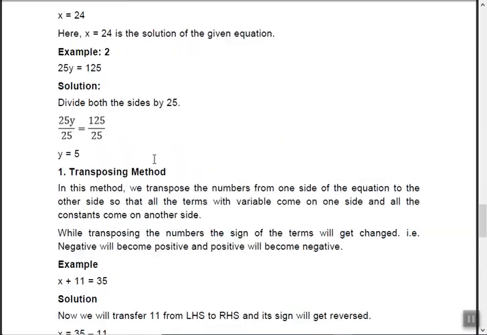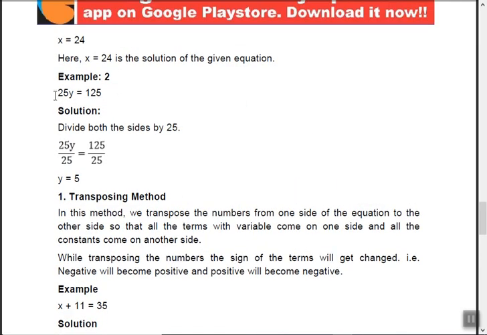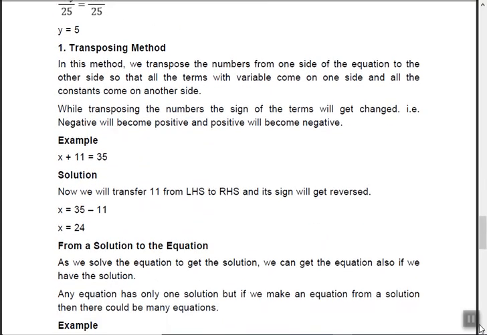Similarly for this 25 also, 25y equals 125. Instead of dividing both the sides by 25, what I'll do is take this 25 to the other side. So what happens? It goes on the other side, it becomes opposite, it becomes divide. So it becomes y equals 125 upon 25. It goes below. So it's one and the same after all.